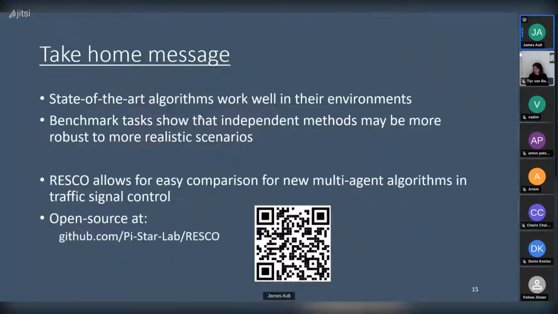So in conclusion, we found that the state-of-the-art algorithms work well in the environments that they were designed around. However, the benchmark tests demonstrate that they may suffer in more realistic scenarios. The Resco benchmark enables easy comparison with previous algorithms while allowing for an easy interface in which to implement future methods. So thanks for taking the time to learn about our work.